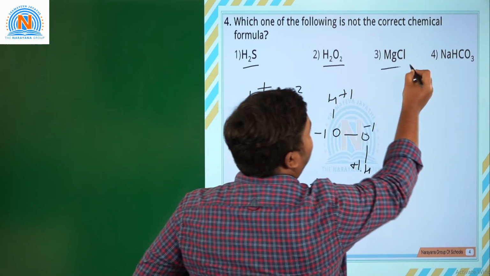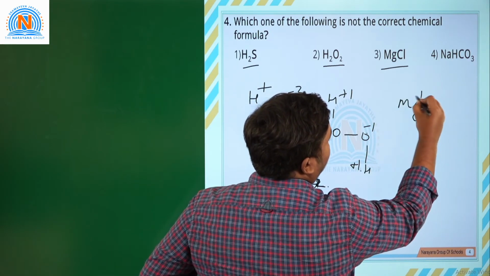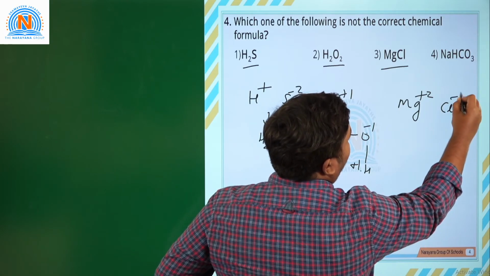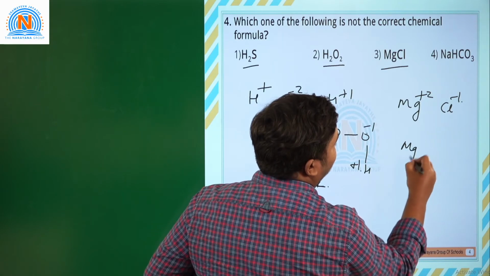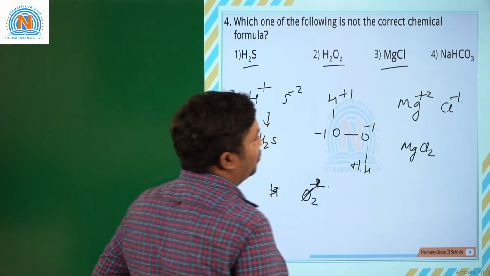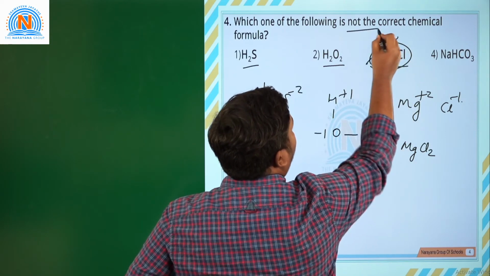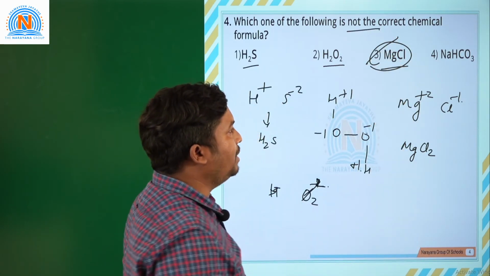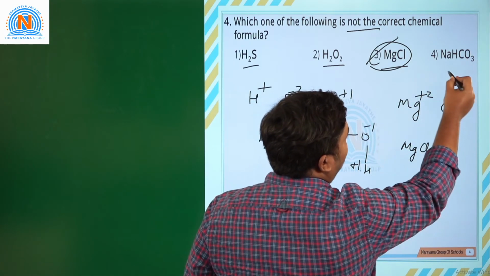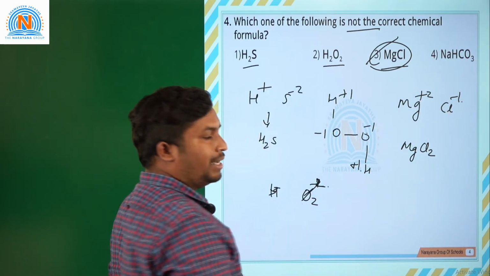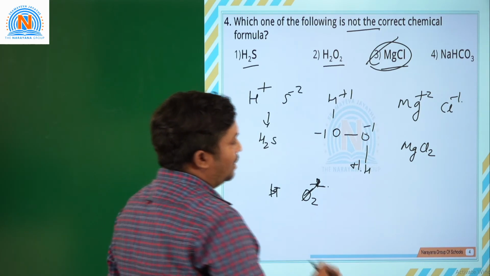Next, MgCl, this is wrong because Mg is +2, Cl is -1. So on crisscross you get the formula as MgCl2, magnesium chloride, and MgCl is a wrong formula. He is asking for the incorrect one, therefore MgCl would be the answer. And in the previous question I explained NaHCO3, which is sodium bicarbonate. Next, the last question.